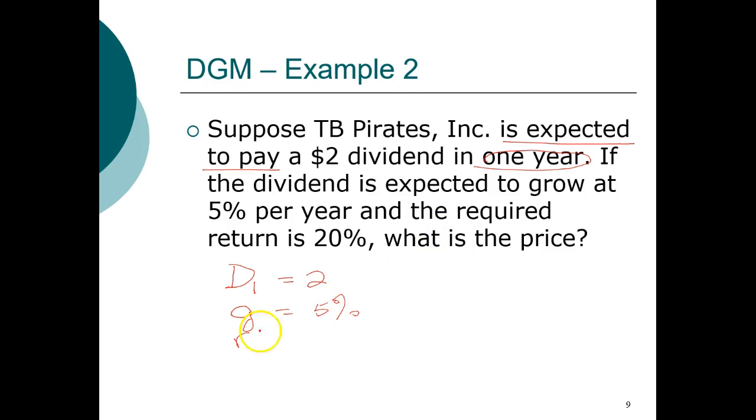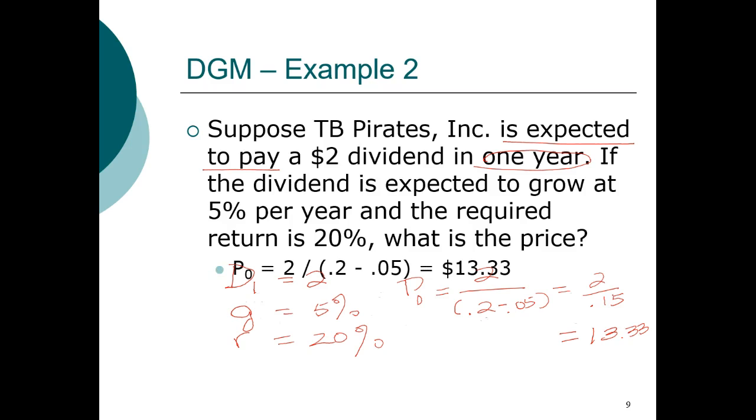And the required return is 20%. So we have everything we need to compute the price of the stock today. So the price of the stock today is the present value of $2 divided by the required return, again, that's 20%, so that's 0.2, minus the growth rate, which is 5%, so that's 0.05. And that means it's $2 divided by 0.15, and that turns out to be $13.33.